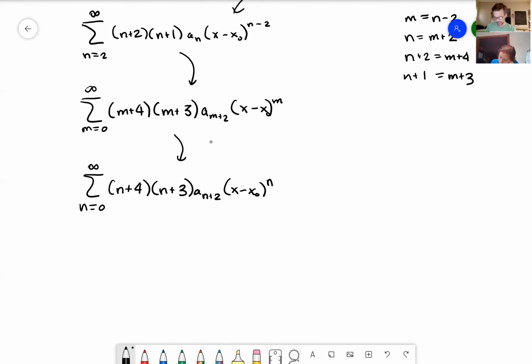Now we did it in 2 steps, and you'll probably notice right away that it was unnecessary to break it up into 2 steps. We could have just done it in 1 step. Let's go straight to using n starting from 0 instead of starting from 2. So that's what I'll do from now.